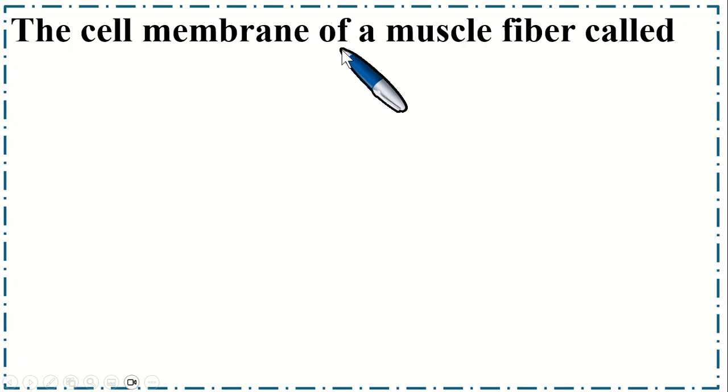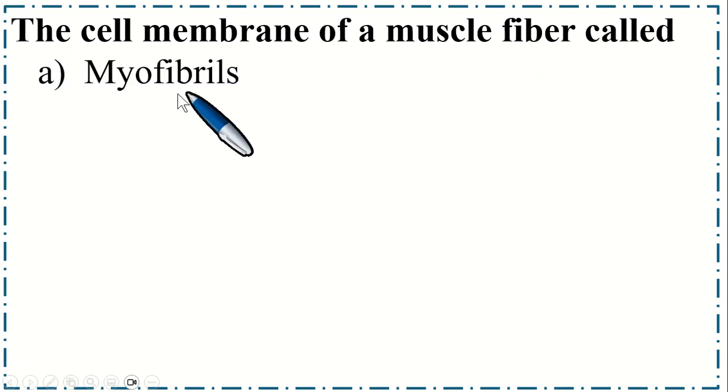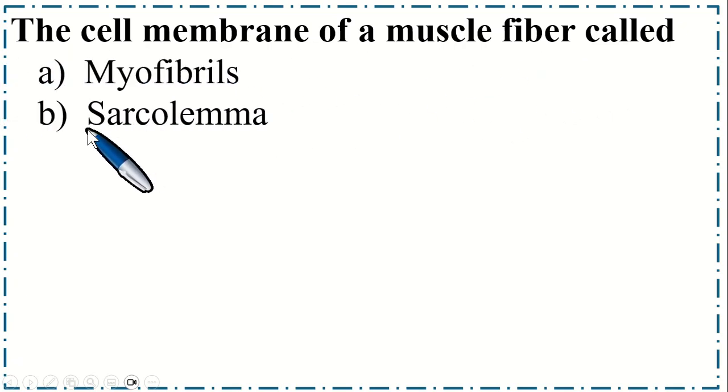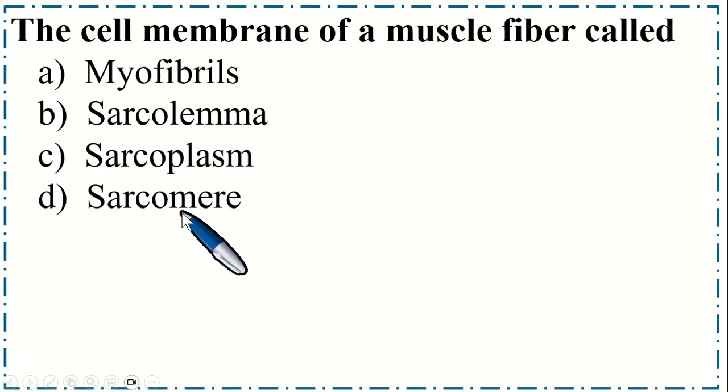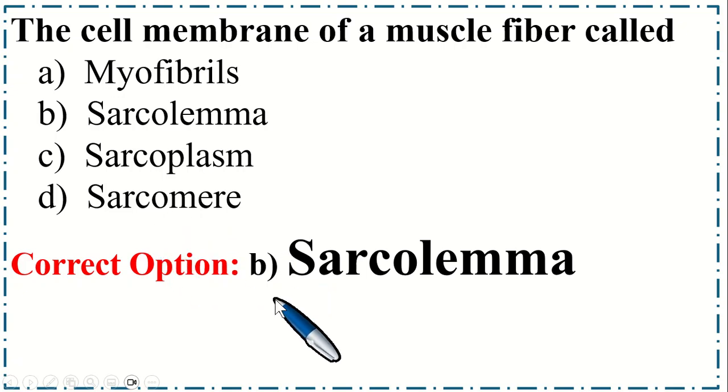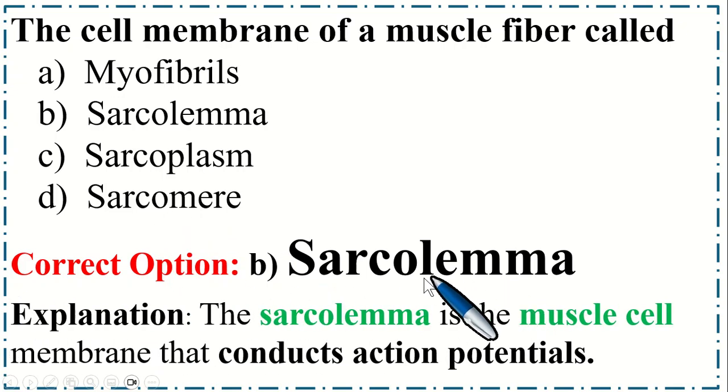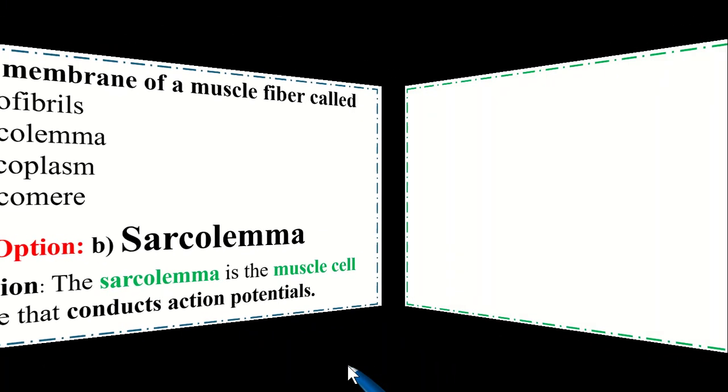The cell membrane of a muscle fiber is called option A myofibrils, B sarcolemma, C sarcoplasm, and option D sarcomere. So the correct option is B sarcolemma. Explanation: the sarcolemma is the muscle cell membrane that conducts the action potential.